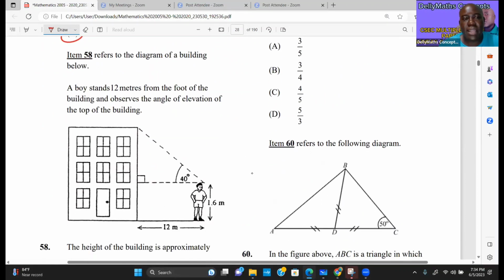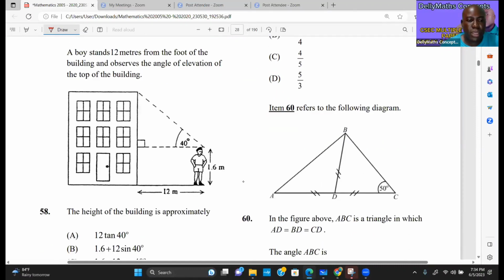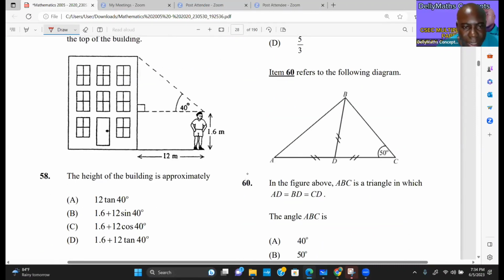Item 58 refers to the diagram below. A boy stands 12 meters from the foot of a building and observes the angle of elevation to the top. You're seeing him. The height of the building is approximately what? If I'm going to work on the height of the building, I'm going to have to understand that this 12 comes here. And I'm going to use it to find this side, which is the opposite to the angle. And I have the adjacent again.